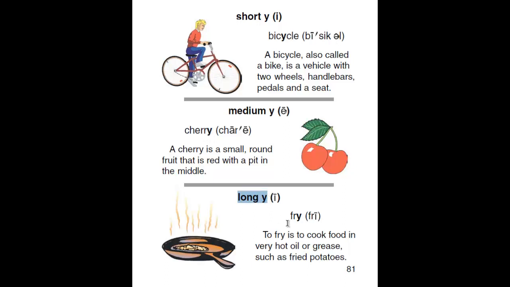Long Y. I. The long Y sound is made by opening the mouth wide. The teeth are apart, with some of the top and bottom front teeth shown. The sides of the tongue touch the top back teeth. I. Fry.